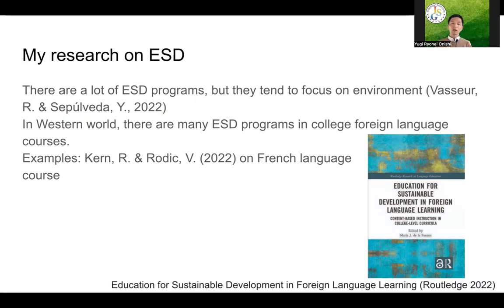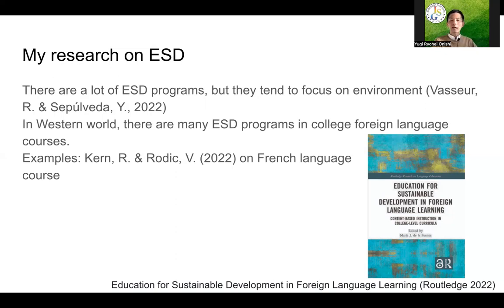So when we talk about ESD, people say environment, environment, and environment. But ESD is not only about the environment, but also about society, about economy, about human rights, about everything, about gender, everything. So we need to expand. We need to have a broader scope of ESD. We need to think about ESD more broadly, because SDGs is not only about the environment, but also economy and society and many others.